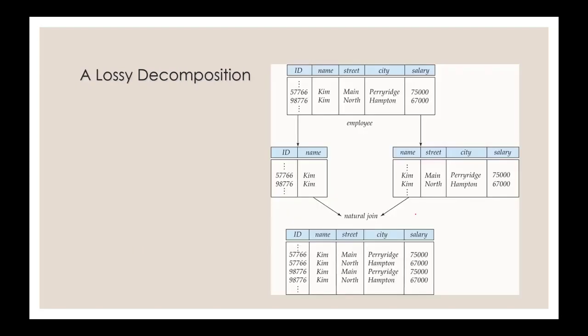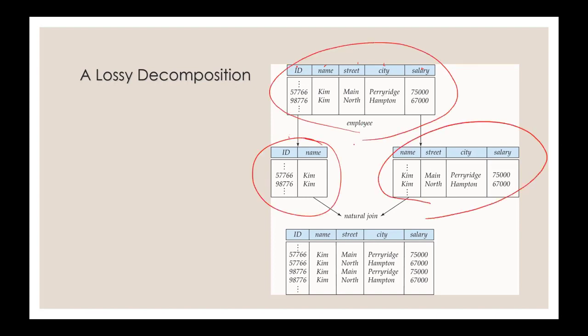So this is the original table: ID, name, street, city, and salary. As we talked about, we are decomposing this table into employee 1, which is this one, and employee 2, which is this one. We took ID and name for employee 1, and name, street, city, and salary for the employee 2 table. Now, when we do a natural join between these two tables, if it was lossless, meaning there was no loss, then we should be getting the original table, right? But that's actually not the case.